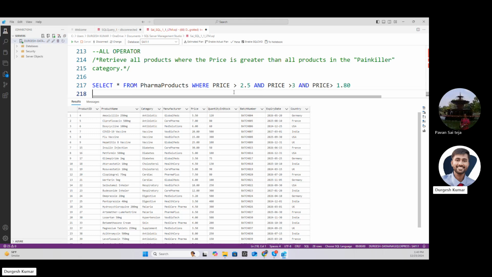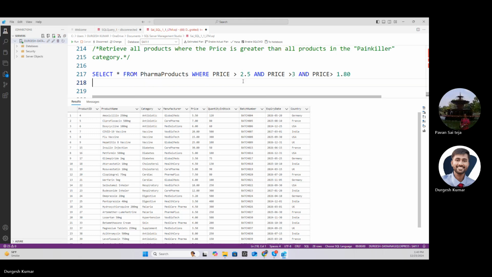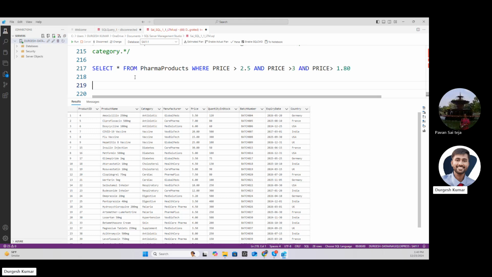I mean, it will not throw an error, but the output will be incorrect. So why did I solve this question manually? Because I wanted you to understand the concepts, just understand how we build logic. Look, we have this thing where price greater than 2.5 and price greater than 3 and this. So what are these? These are nothing but the prices from the category painkiller, isn't it?